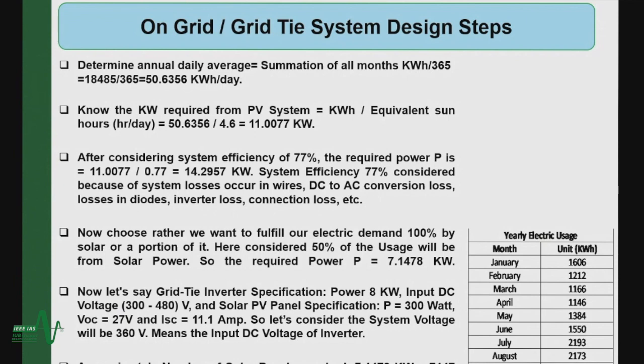So we are calculating approximately how many solar panels are required. For the 7 kilowatt system, we are dividing it by 300 watts, as we consider that one PV solar panel is 300 watt. So whenever we divide it, we get an approximate result that 24 panels are required.